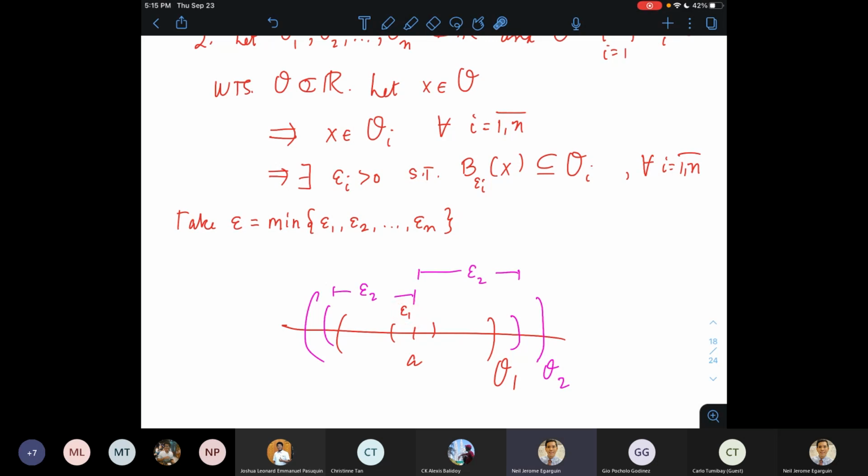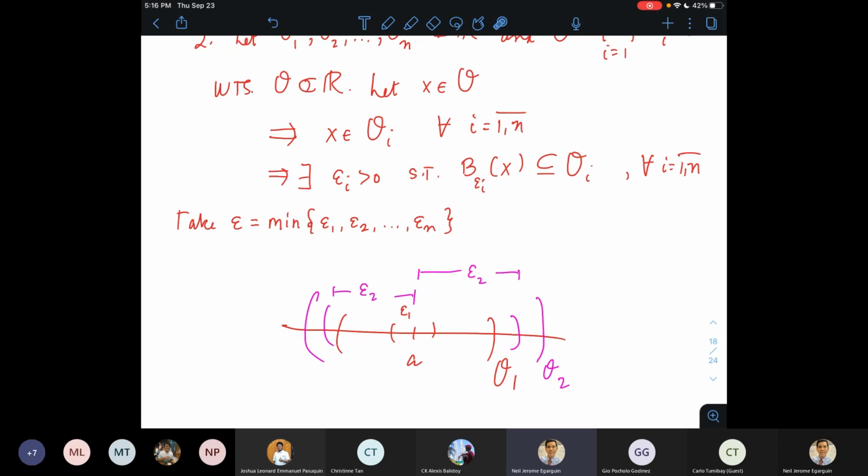So pag pinili ko si epsilon sub 1, kasi siya yung mas maliit, yung neighborhood with radius epsilon sub 1 ay nasa loob ng neighborhood of radius epsilon sub 2. Pero yung epsilon sub 1 nasa loob ni O1. Yung neighborhood with radius epsilon sub 2 ay nasa loob ni O2. Pero pag pinili ko yung mas maliit, you will see that the epsilon 1 neighborhood is inside O1 and the same neighborhood with radius epsilon sub 1 is also inside O2. So pwede ko siyang piliin.